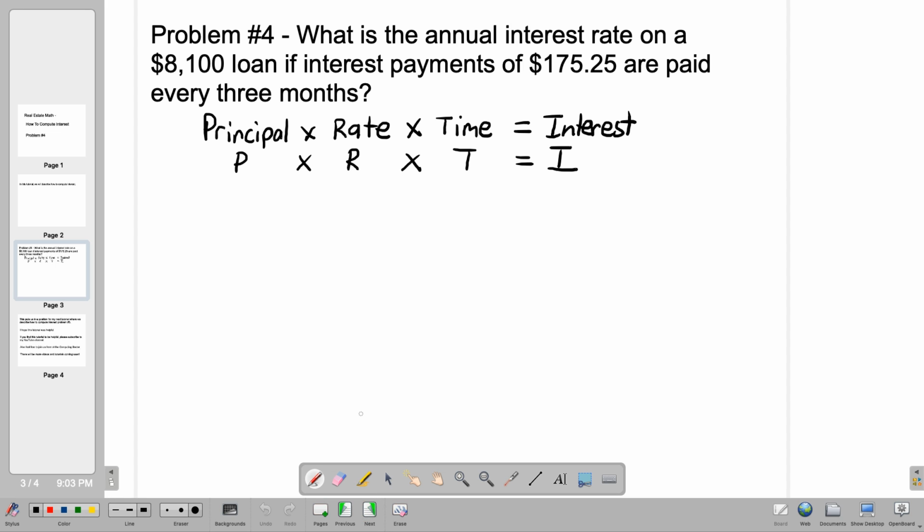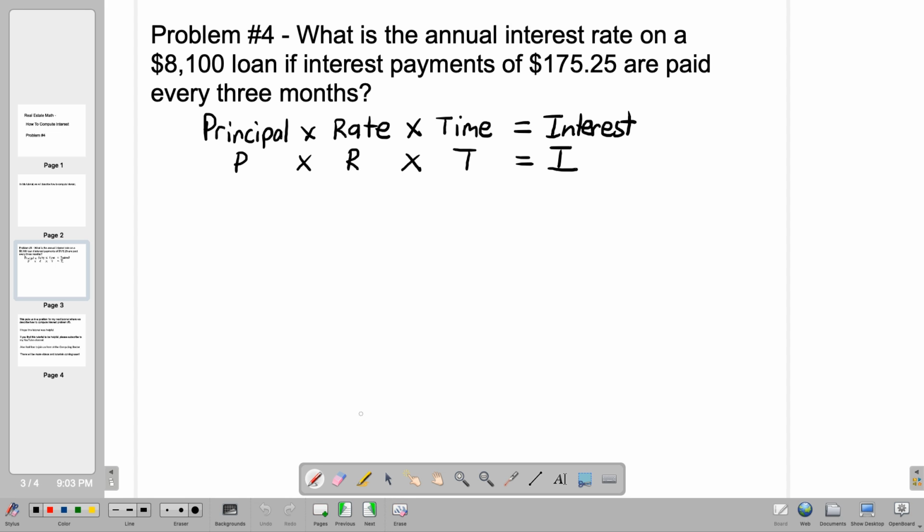Okay, for problem number 4, we have: what is the annual interest rate on an $8,100 loan if interest payments of $175.25 are paid every 3 months? Okay, so for this word problem, we're going to solve for the interest rate.